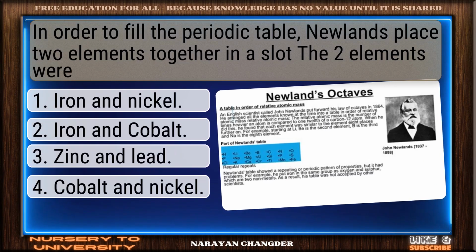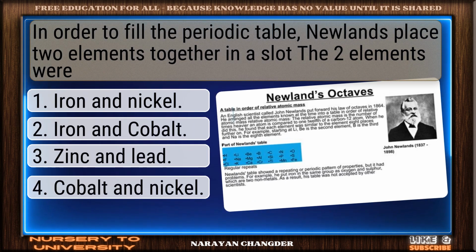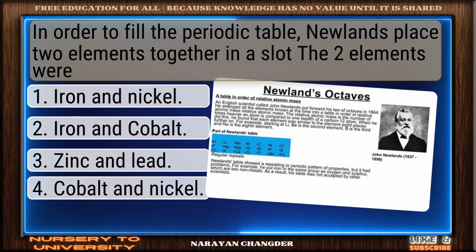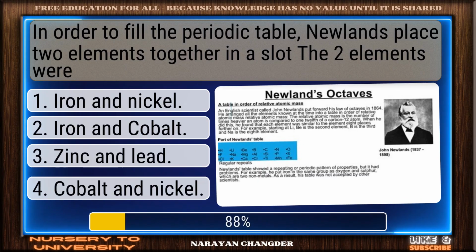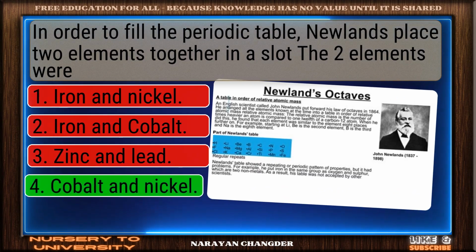In order to fill the periodic table, Newlands placed 2 elements together in a slot. The 2 elements were... You're right. Cobalt and nickel is correct.